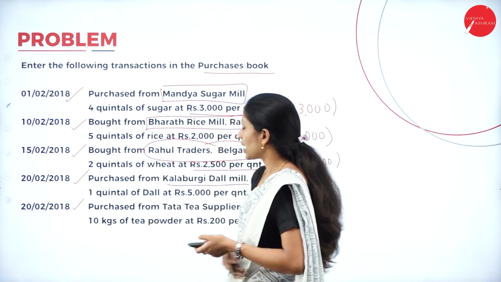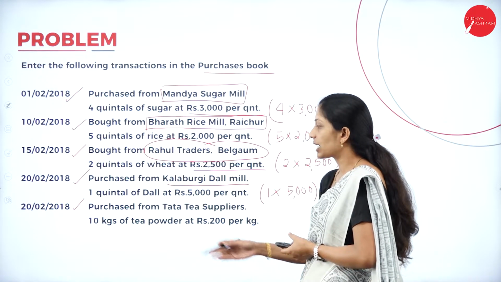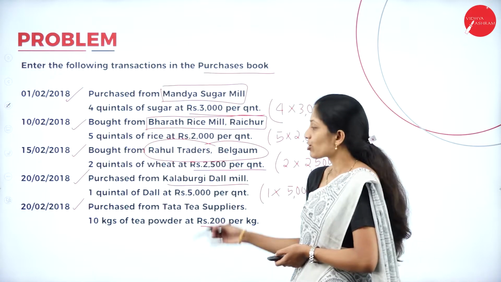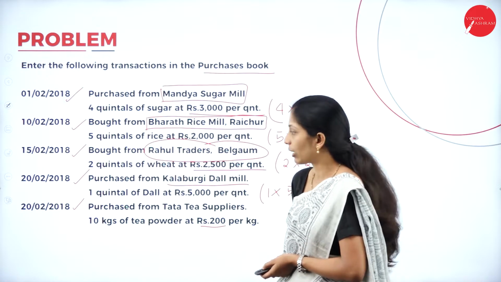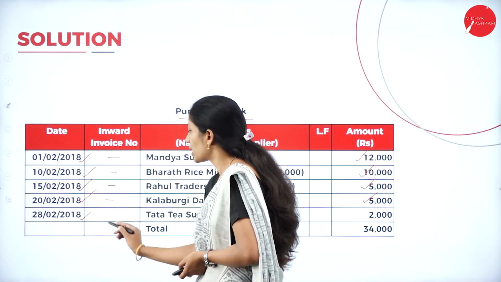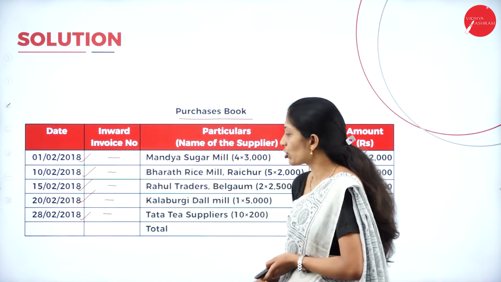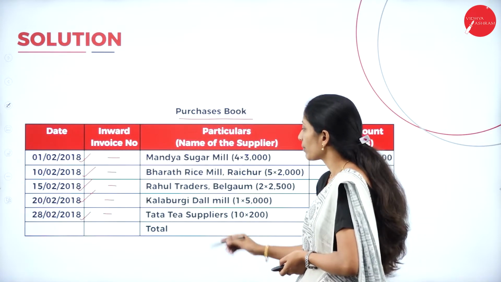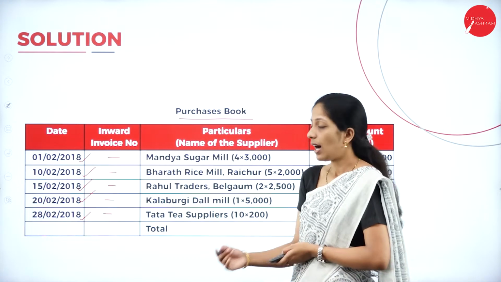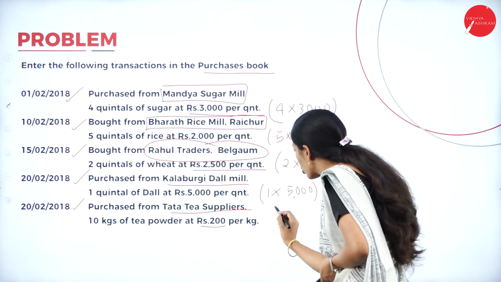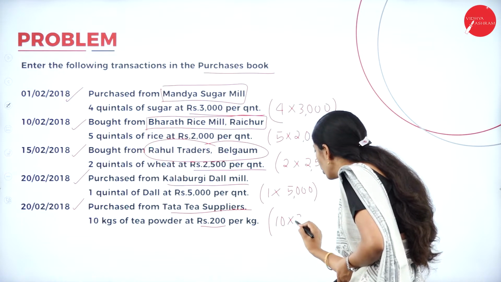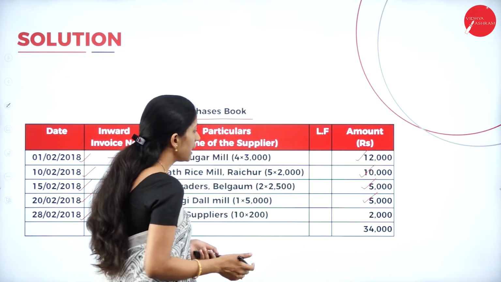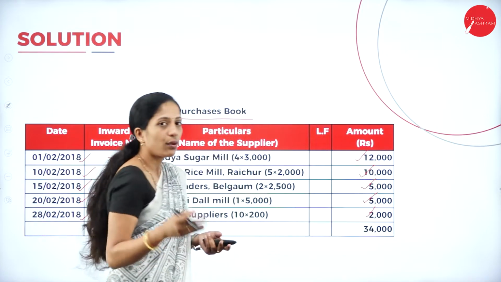20 to 2018, purchased from Tata Tea Suppliers 10 kgs of tea powder at rupees 200 per kg. So this is also a goods. So we have to record here. So 20 to 2018, inward invoice number is dash, and what is the name of the supplier? Tata Tea Suppliers. So write the name of the supplier and what is the amount? 10 kg at rupees 200. So 10 into 200, you have to multiply. So you'll get 2,000.